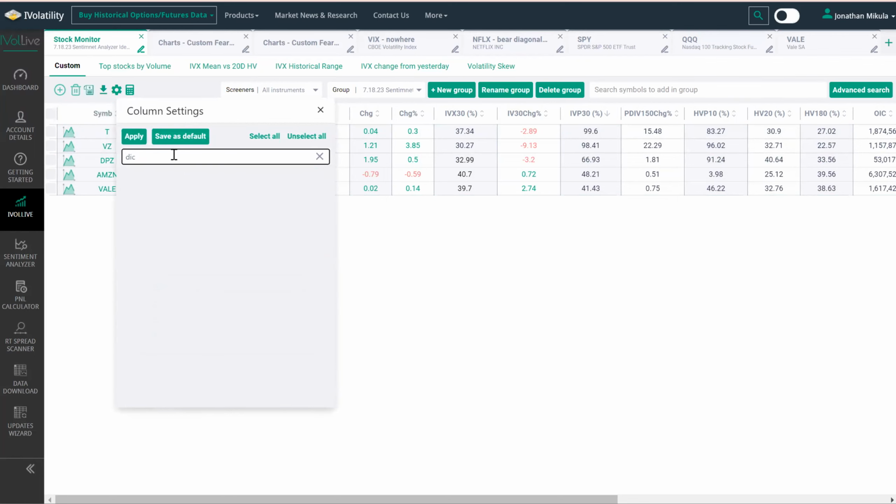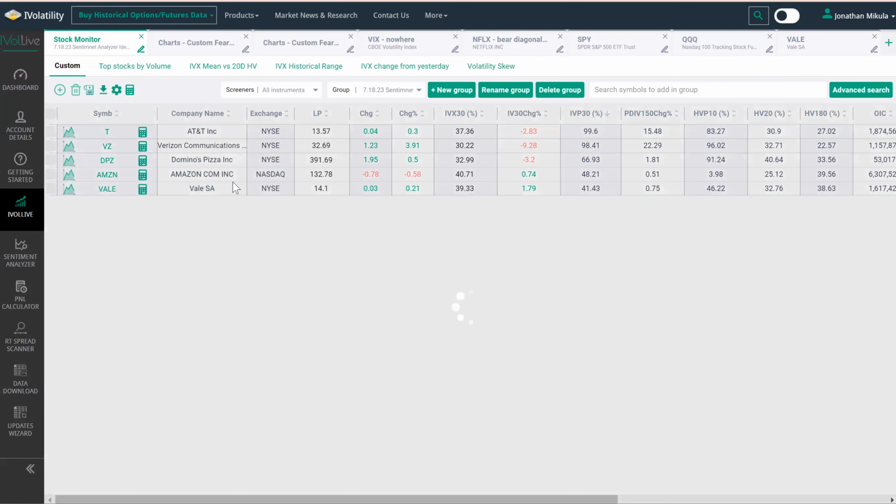And if you know what you want, for example, dividends, you can come here and just boom, boom, you hit apply and it will apply to this custom group only. You can do save as default and it will apply anytime you create a new custom group. So there we go. And you can see you can get this as simple or as complex as you want in terms of how many fields you like.